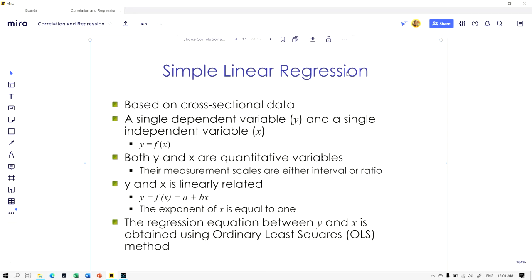y and x are linearly related. It means that the power or the exponent of x, the independent variable, must be equal to 1. When the power or the exponent of x is not equal to 1, then the relationship between y and x is non-linear. The regression equation between y and x is obtained using the ordinary least squares method, which I will show later.